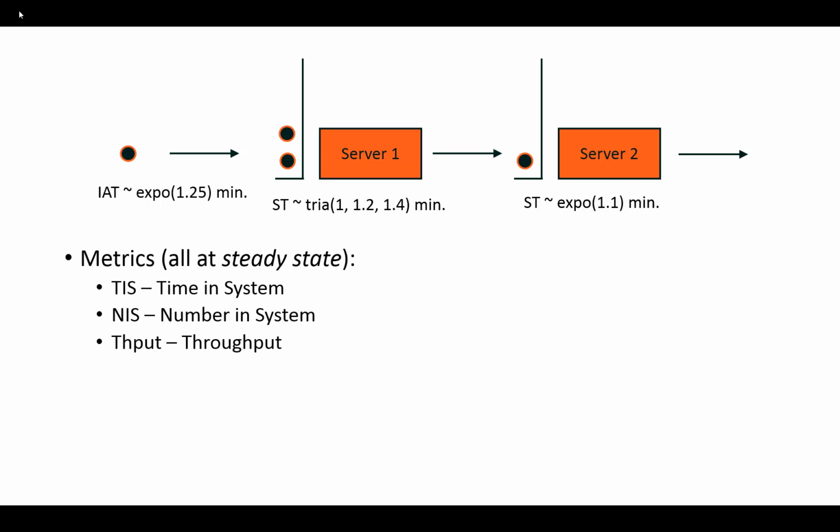The metrics that we're interested in, first of all, are steady state metrics. We're interested in the time that entities spend in the system, the number of entities in the system, and then the throughput. And we're going to define throughput as the rate at which entities depart the system. So we can think about this as the number of entities that depart divided by the simulation time.